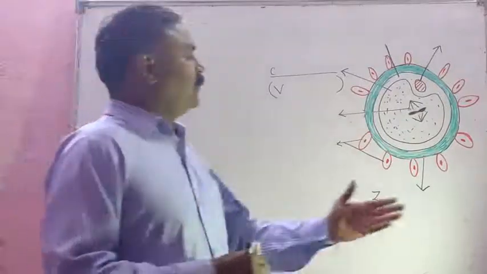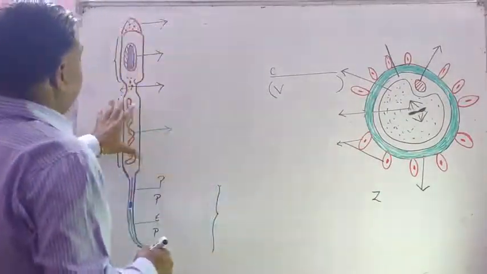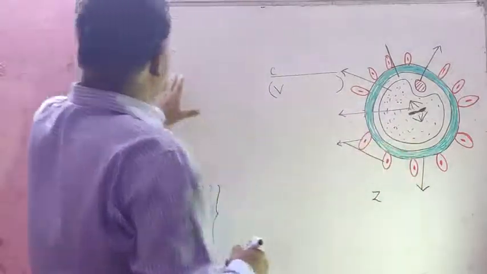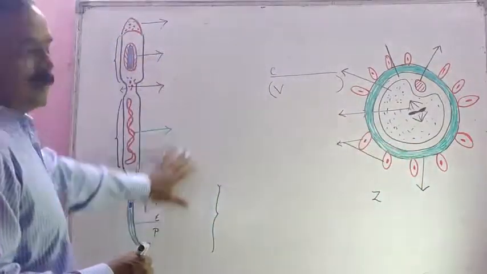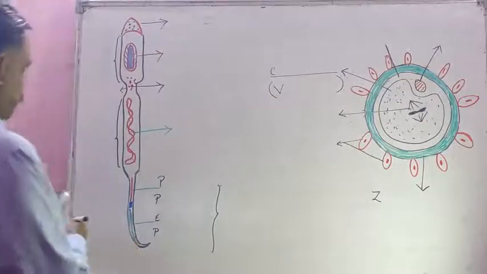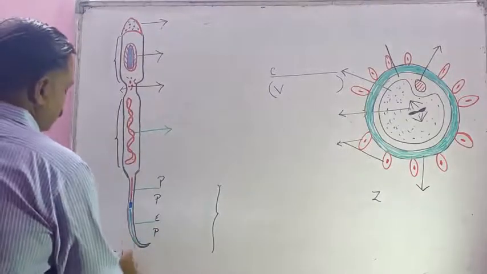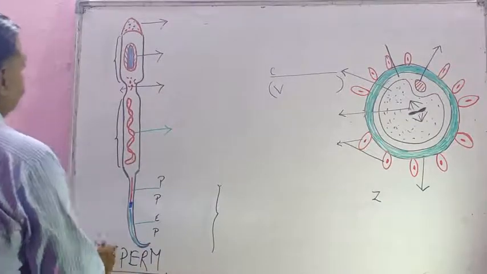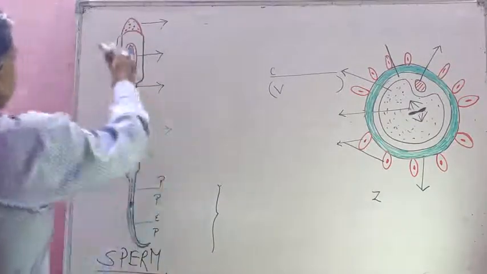Children, now we are studying a very simple structure, that is the structure of spermatozoa and ovum. You are familiar with this structure. Students, you have studied this in class 10th. That is the structure of sperm or spermatozoa. Externally it is divided into three parts.